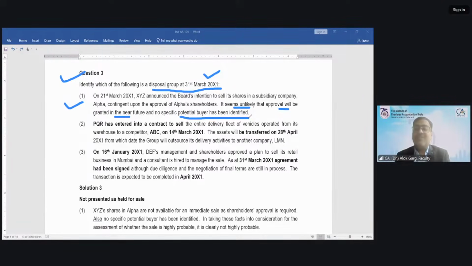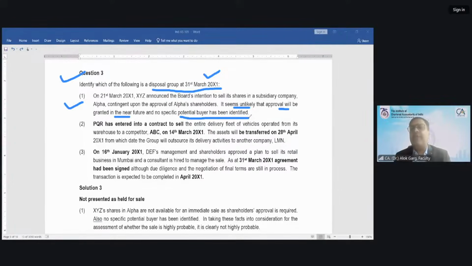Since ability is not there, the held for sale condition is not met. And it is also clear in this question that it is unlikely that the approval will be granted in the near future. So friends, in this case, it is not available for immediate sale as shareholder approval is required, and no specific potential buyer has been identified, right?